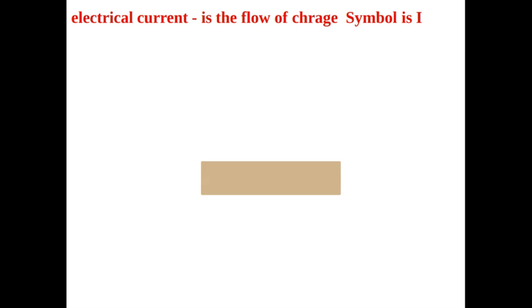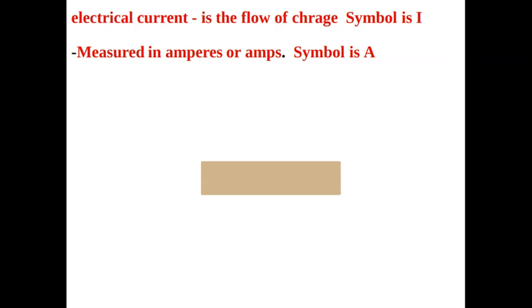Well, it's the flow of electrons, but we're just going to focus in on the charge. We're not going to think about the electrons themselves moving. So, electric current's the flow of charge, and the symbol for electric current is capital I. It's measured in something called an ampere, most often shortened to an amp. And the symbol for an amp is a capital A here.